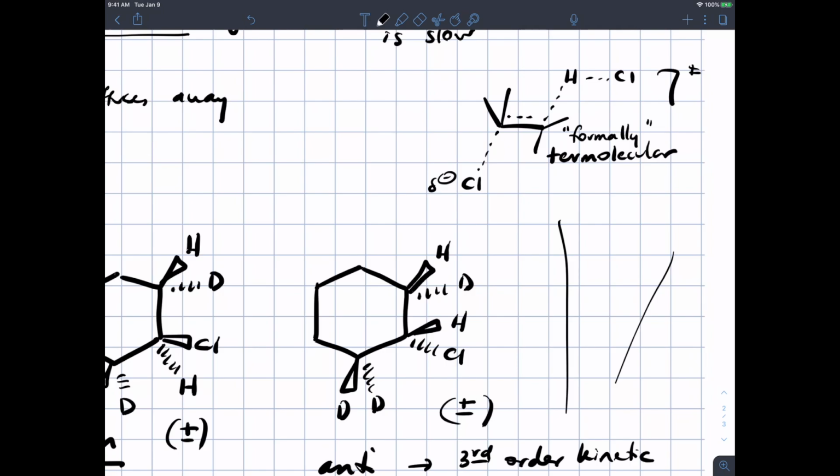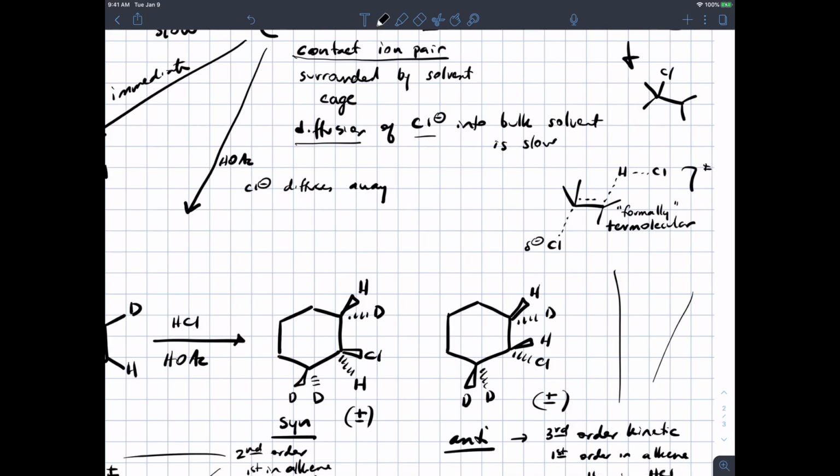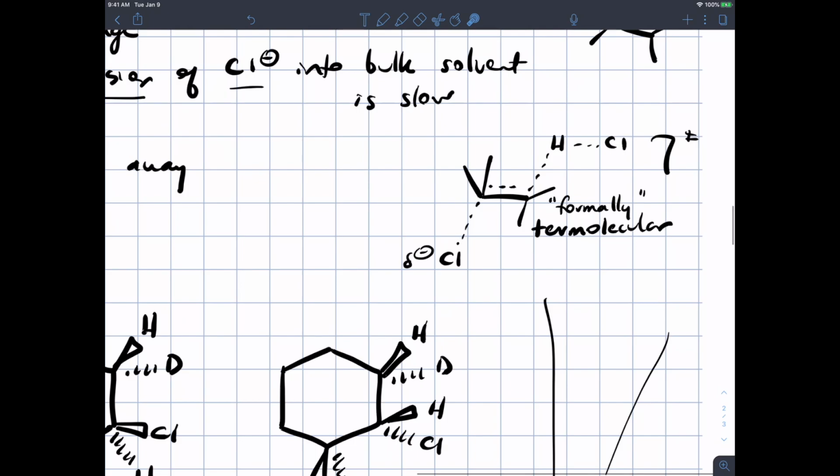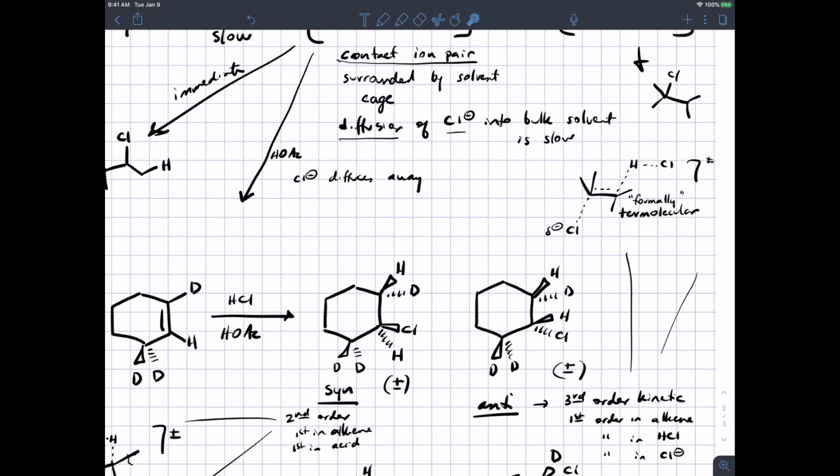might have appreciated. And such formally termolecular transition states also are observed for addition of HCl to alkynes. We won't talk about that, but there's some detail about that in your text. Okay, anything else we want to say about how do you observe this? Or, I'm sorry, is that your question, Mario? Or how do you actually observe this?